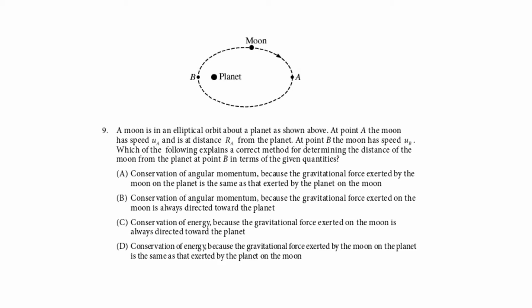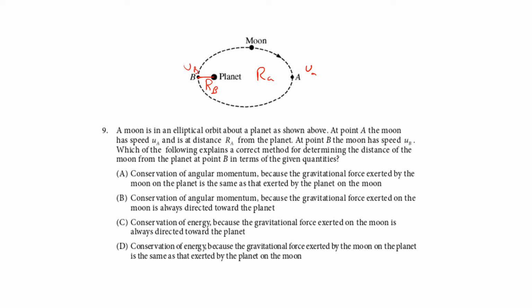The moon is in an elliptical orbit around the planet shown above. At point A the moon has a speed vA and distance rA. At point B it has speed vB. Which of the following explains a correct method for determining the distance of the moon to the planet at point B in terms of the given quantities? All right, so how are you going to figure out this guy right there? That's rB. So we know what this one is, rA, and then each one of these has a speed. They used U for some reason.